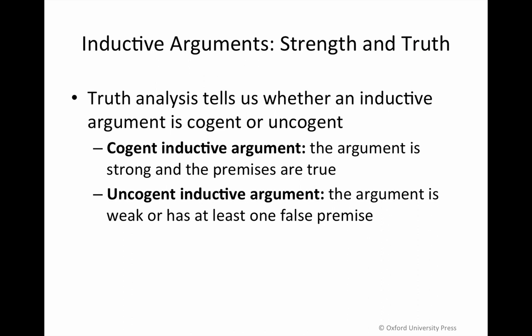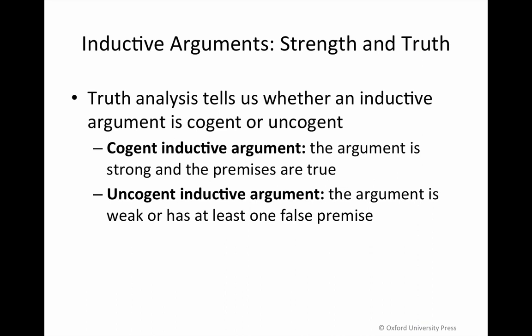Deductive arguments are valid or invalid. Deductive arguments that are valid can be sound or unsound, and all invalid arguments are unsound. With inductive arguments, you evaluate in terms of strength or weakness. Strong inductive arguments can be cogent or uncogent, and all weak inductive arguments are uncogent.